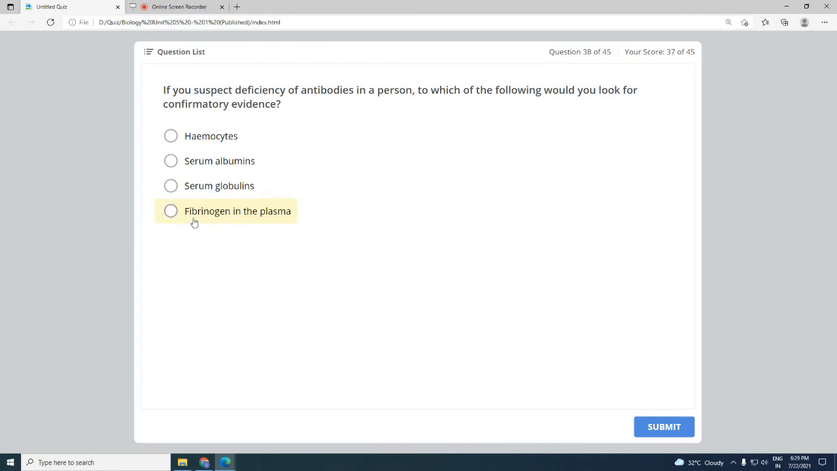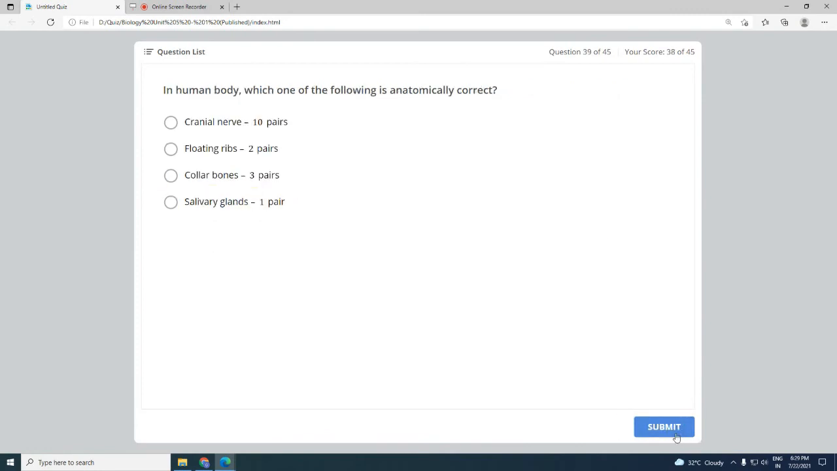Serum globulin is the right answer. Option C is the right one. Let's go to the 39th question.